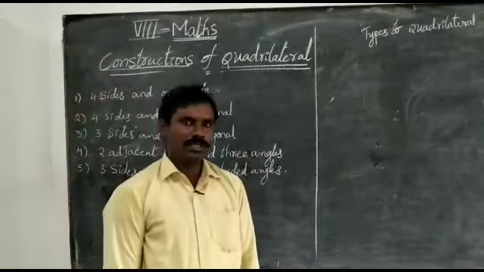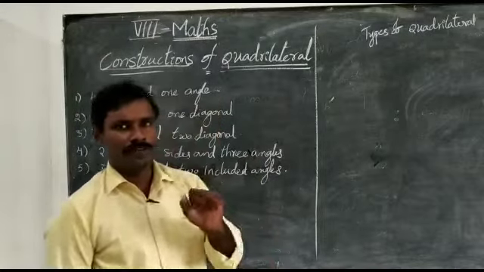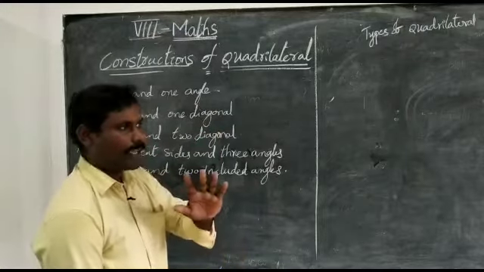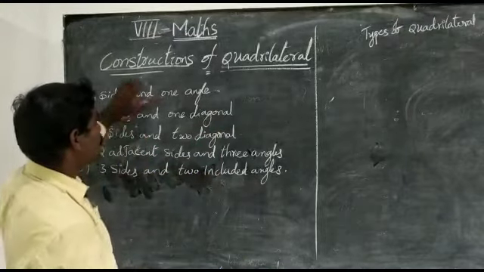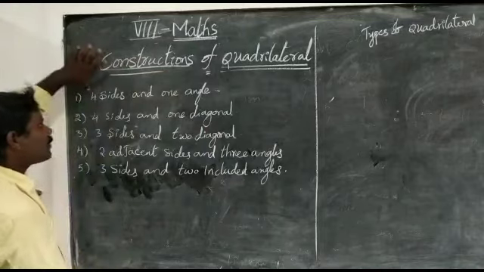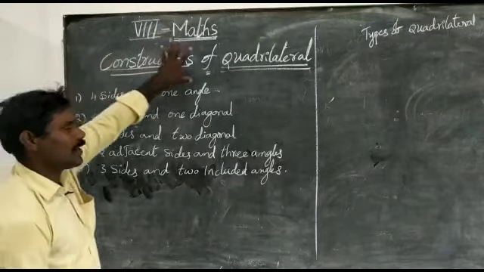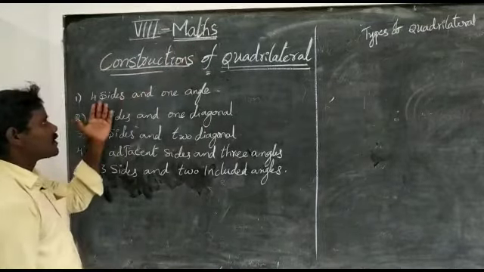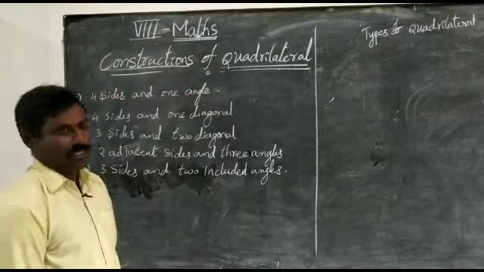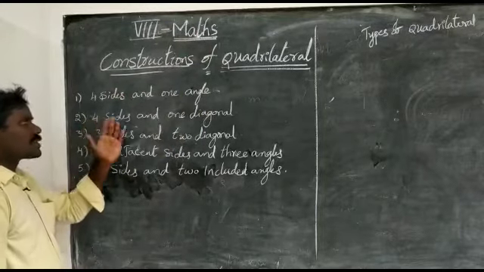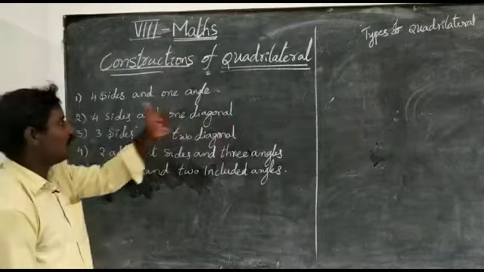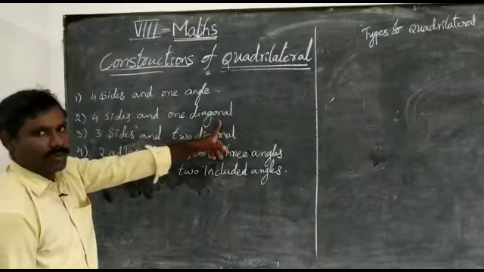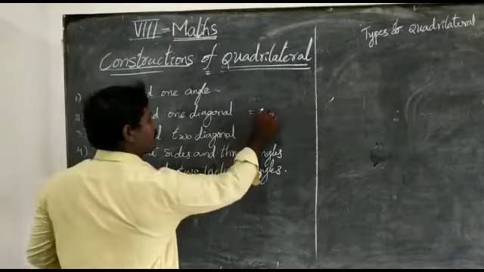If you want to construct a quadrilateral, we want totally 5 measurements. See here, either 4 sides and 1 angle. If you have 4 sides and 1 angle, you can construct a quadrilateral. Otherwise, 4 sides and 1 diagonal. Total 5 measurements.